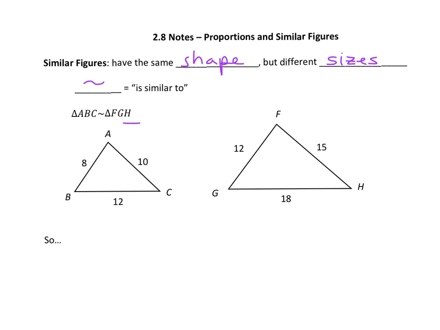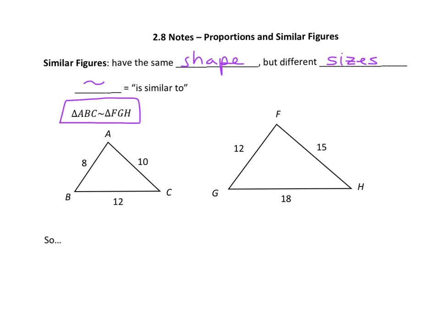So for instance, if you look at this setup here, we would say triangle ABC is similar to triangle FGH. That means they are the same shape, they're both triangles, but they're different sizes. Which one's bigger? FGH. The second one is bigger, okay?